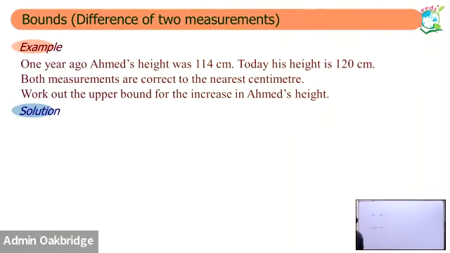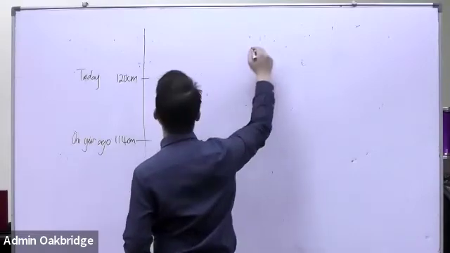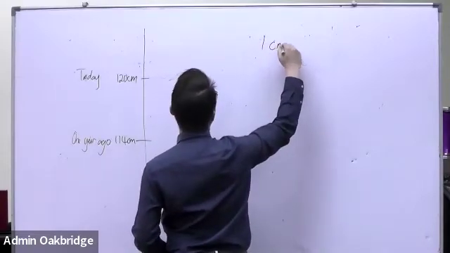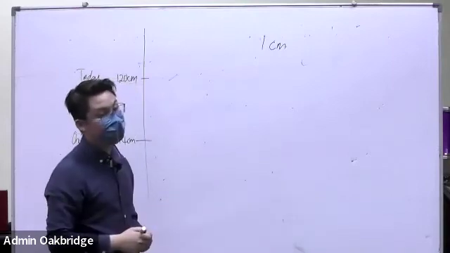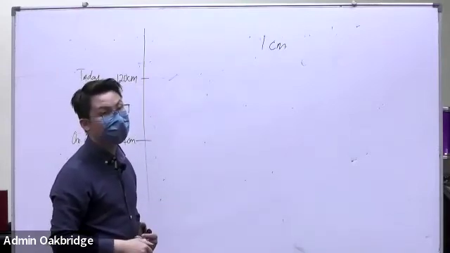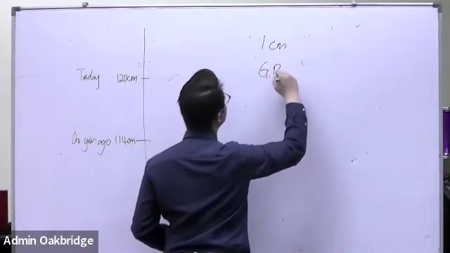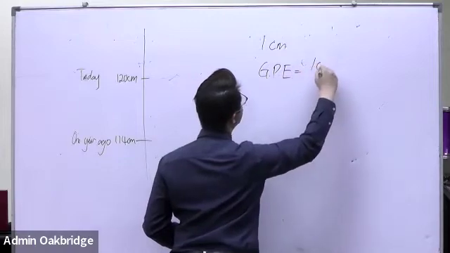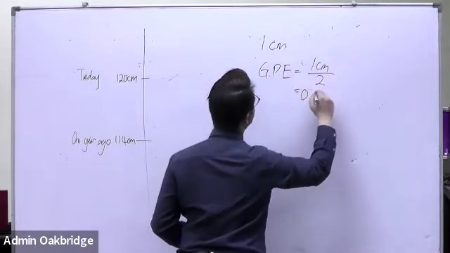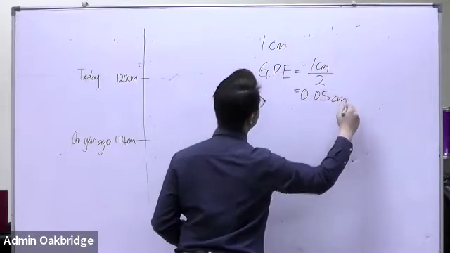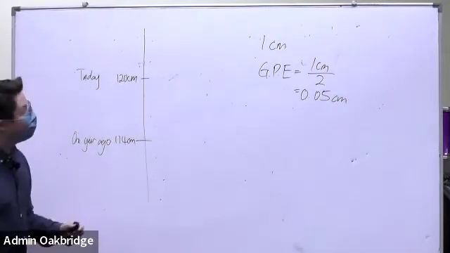There's no number in this statement here: correct to nearest centimeter. It means what? If you don't see any number, it means 1. This is actually correct to 1 centimeter. So 1 cm is the accuracy of the measurement. So to get the GPE, you take 1 cm divided by 2. So it's 0.5 cm.